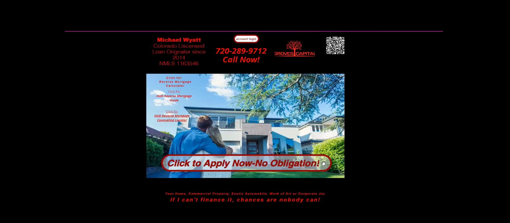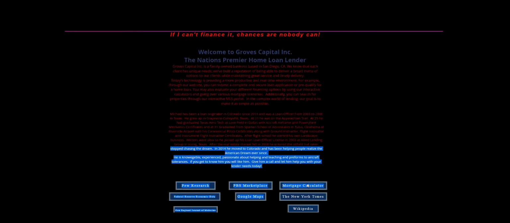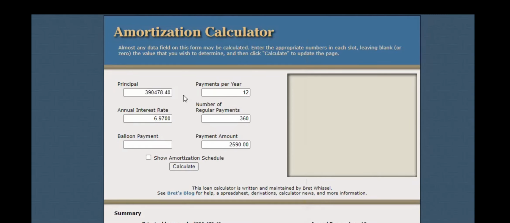We're going to go to my website, scroll down. Here's a mortgage calculator. We're going to take the mortgage calculator. We're going to wipe out the principal amount of the loan. Now we're going to put in today's 30-year fixed average rate of 6.97%. And then we're going to enter the payment amount. And we hit calculate. And now we have the maximum allowed principal loan amount.